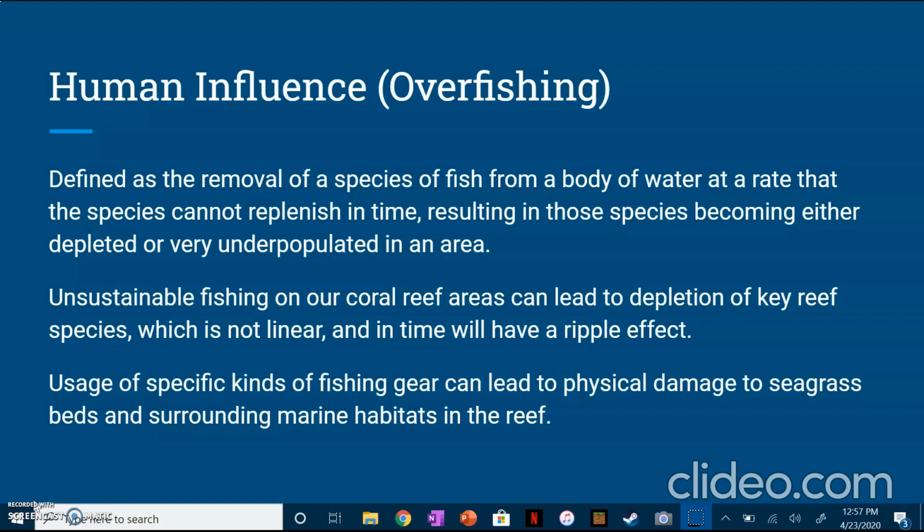Overfishing is defined as the removal of a species or fish from a body of water at a rate that the species cannot replenish in time, resulting in those species becoming either depleted or highly underpopulated in the area. As well, unsustainable fishing in our coral reef areas paired with the wrong kinds of fishing gear have a devastating effect on seagrass beds and surrounding marine habitats.